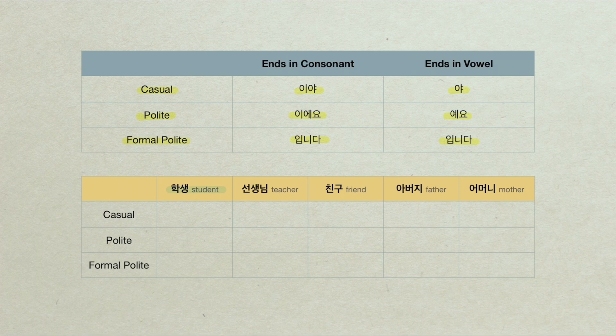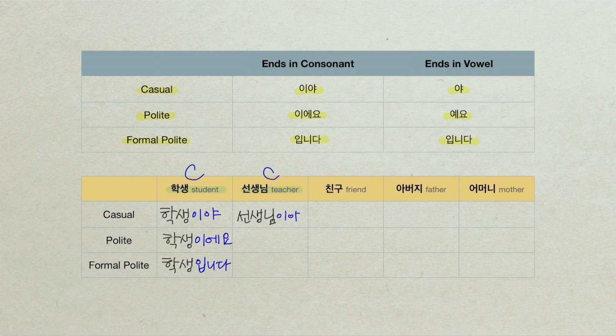학생. This one ends in a consonant, so the casual form of this is 학생이야. Polite form is 학생이에요. Formal polite, 학생입니다. 선생님. 선생님 ends in a consonant as well. So, casual, 선생님이야. Polite, 선생님이에요. Formal polite, 선생님입니다.